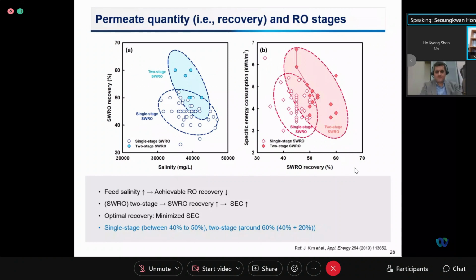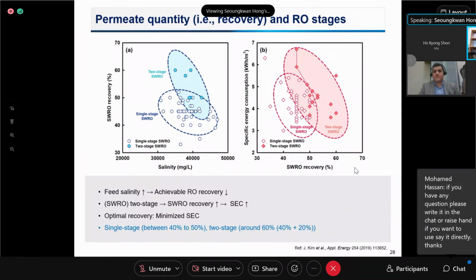Permeate quantity, recovery, and also RO stage. This is the last slide for all critical factors affecting SEC. An increase in feed salinity, as you expected, caused achievable RO recovery to go down. However, if the recovery is enhanced by two-stage configuration, SEC will go up. Therefore, there will be an optimal recovery to minimize SEC. It is between 40 to 50% for single stage, while it is around 60% for the two-stage design.